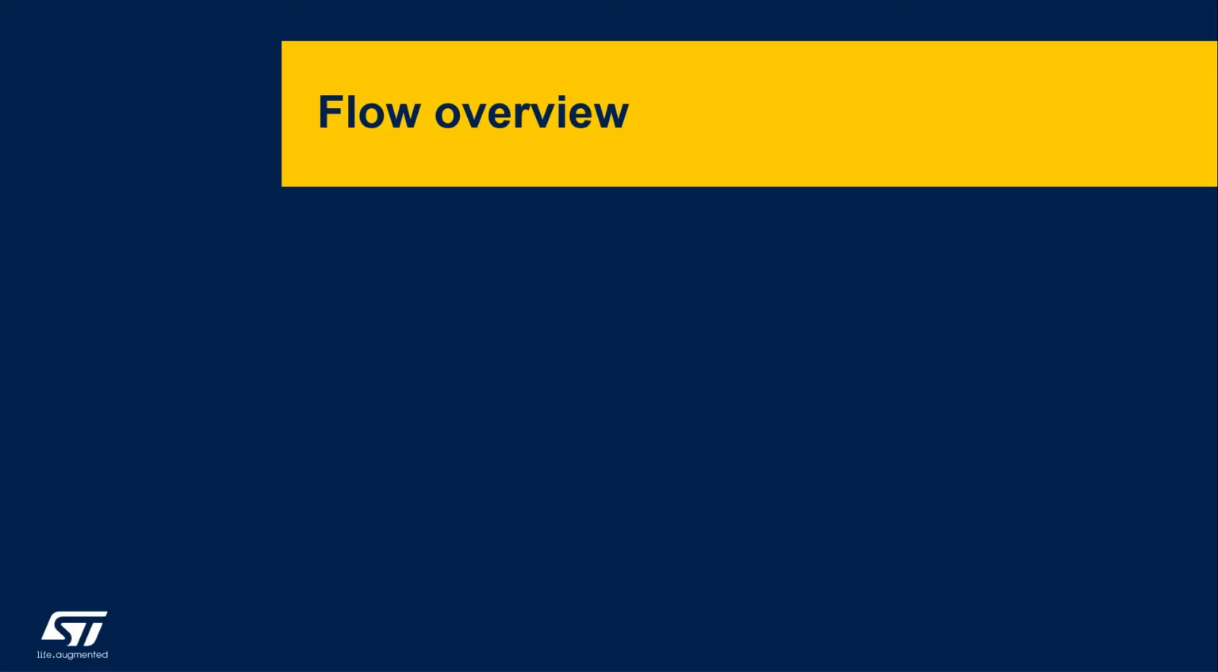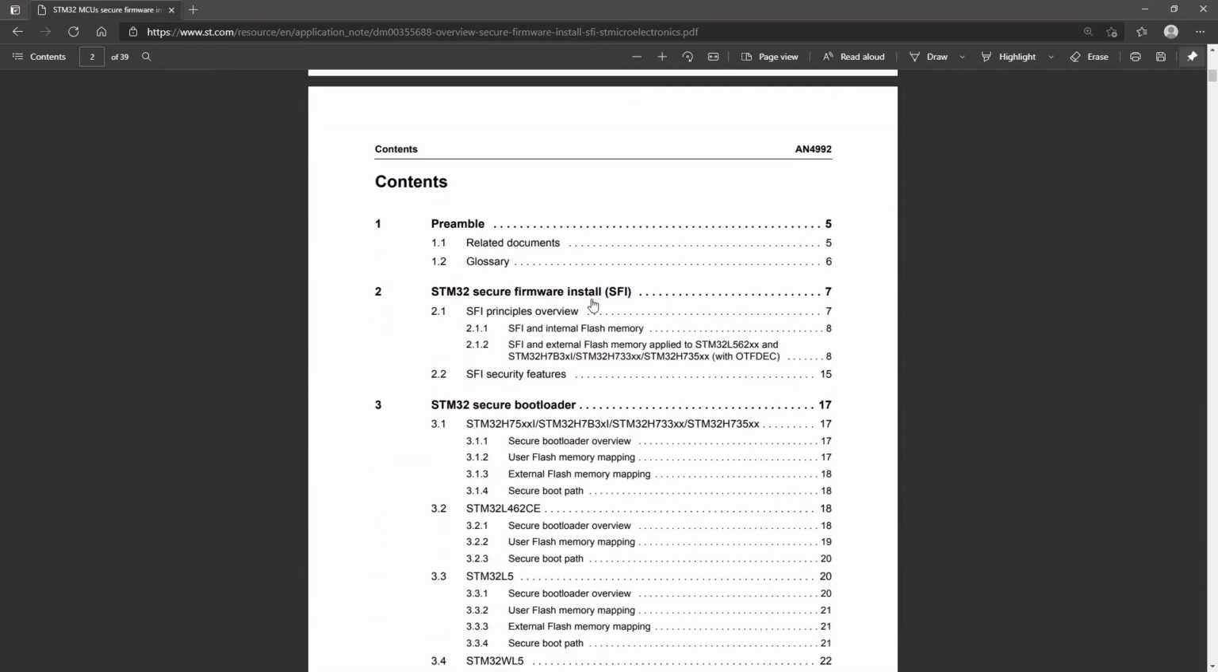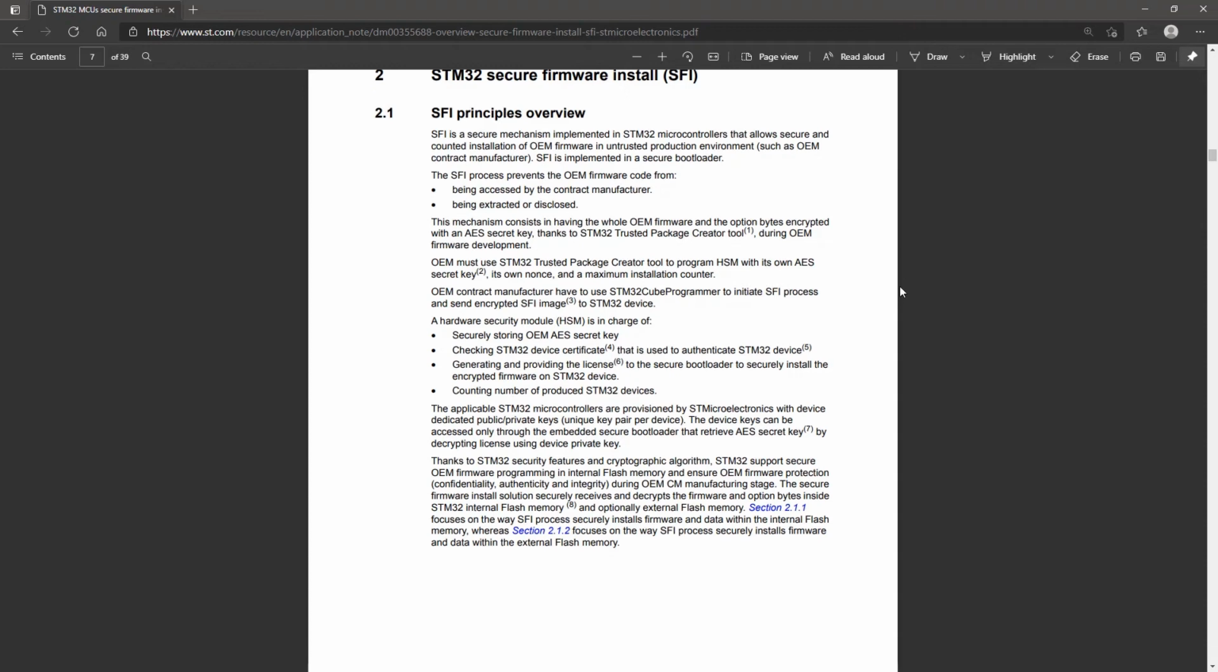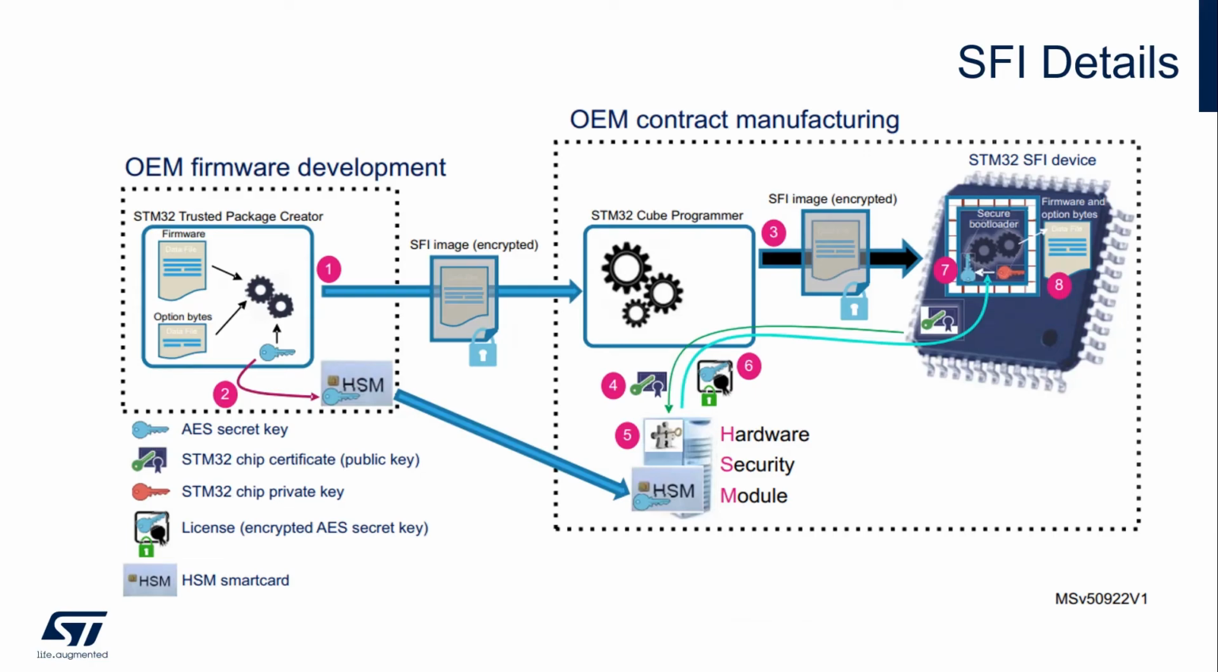Now that we introduced the tools enabling SFI, we can get a closer look to the whole process. This overview is covered in Application Note 4992. You can refer to the related sections for additional details. The graph shows the steps the SFI process goes through to secure the manufacturing.